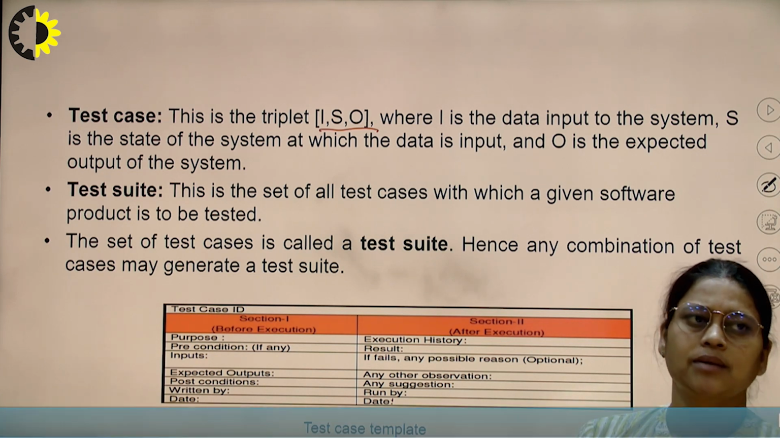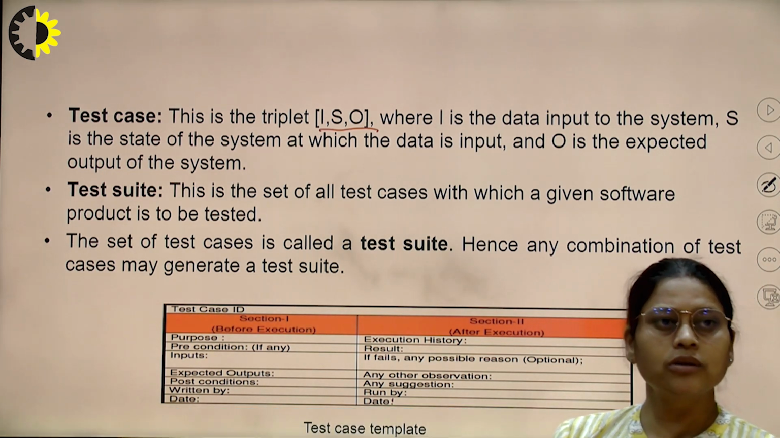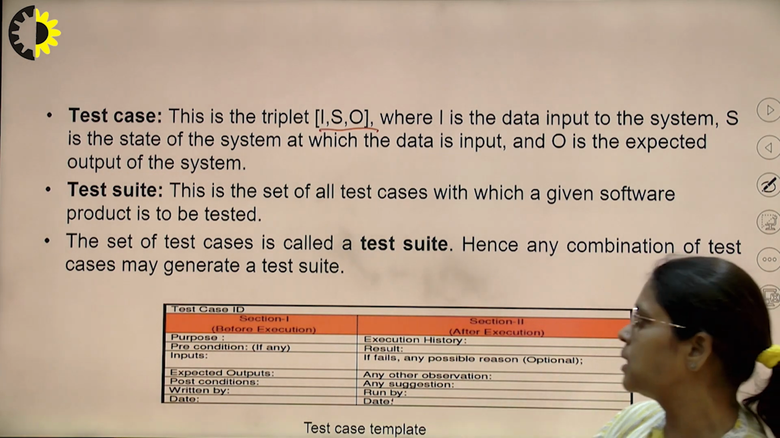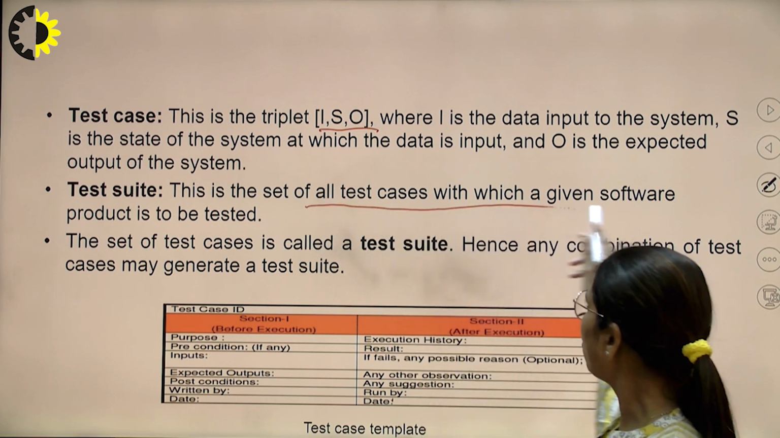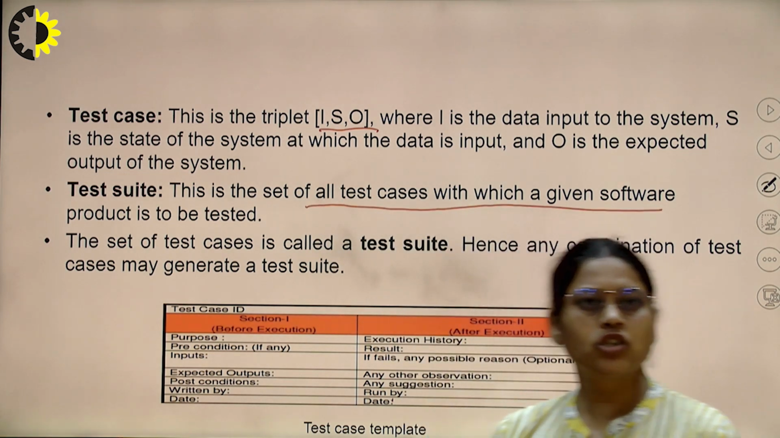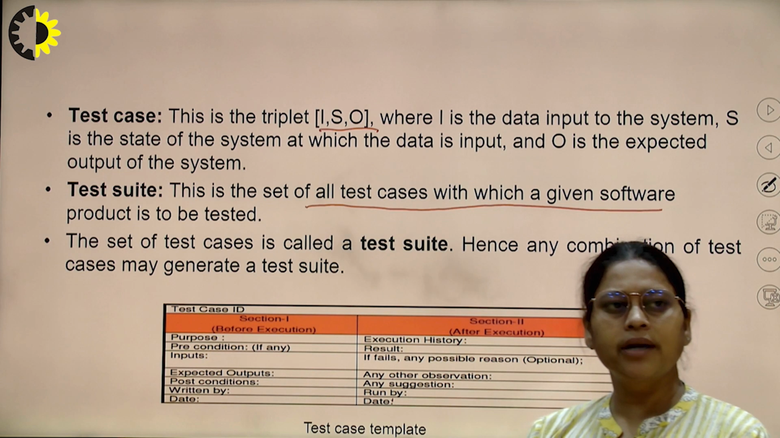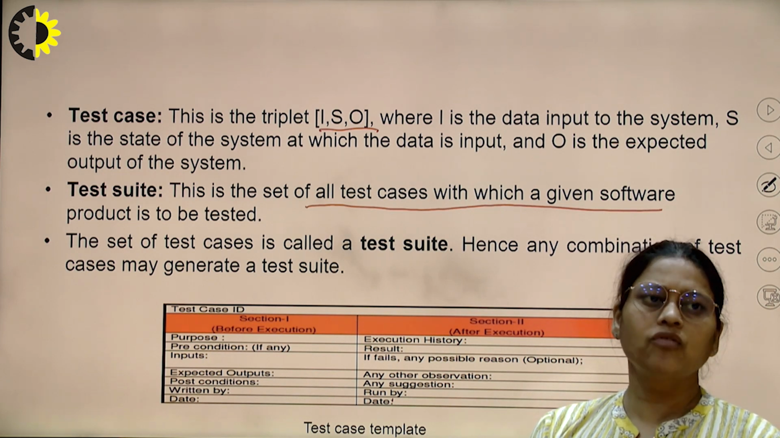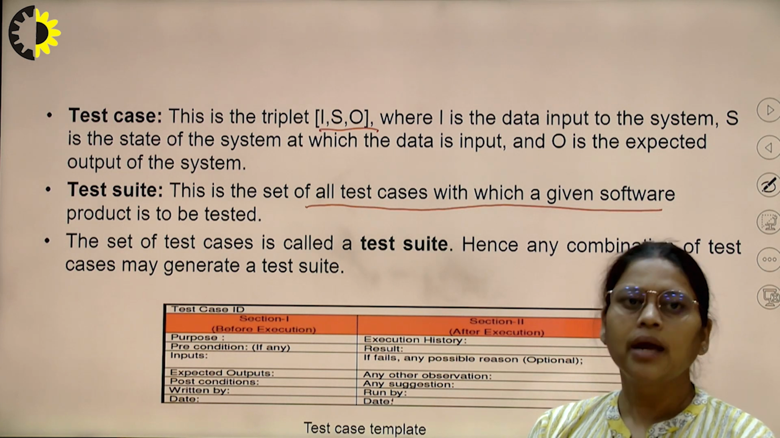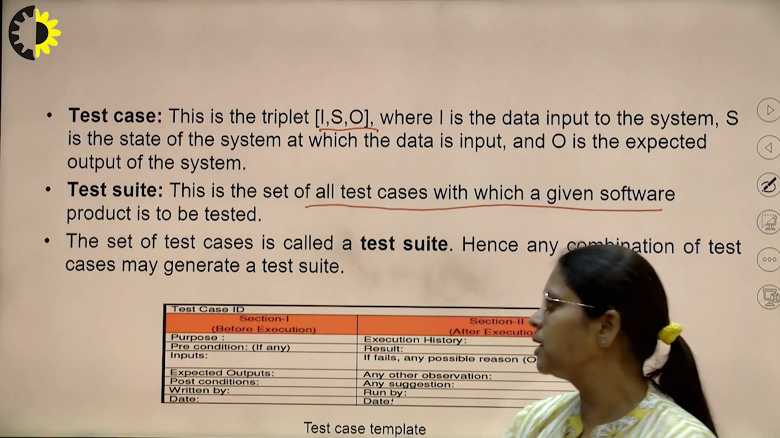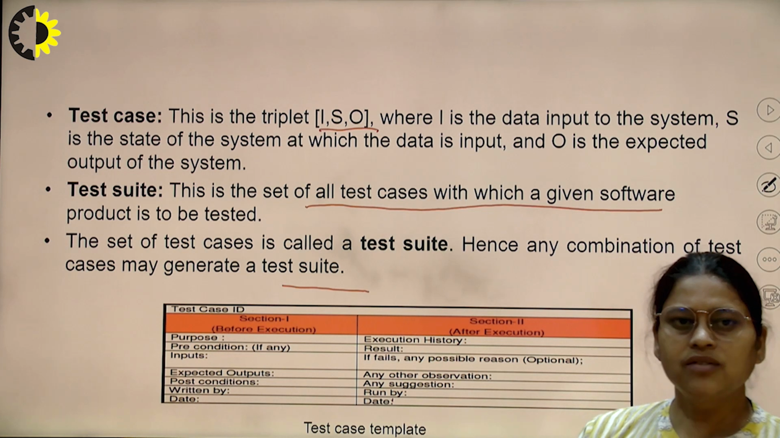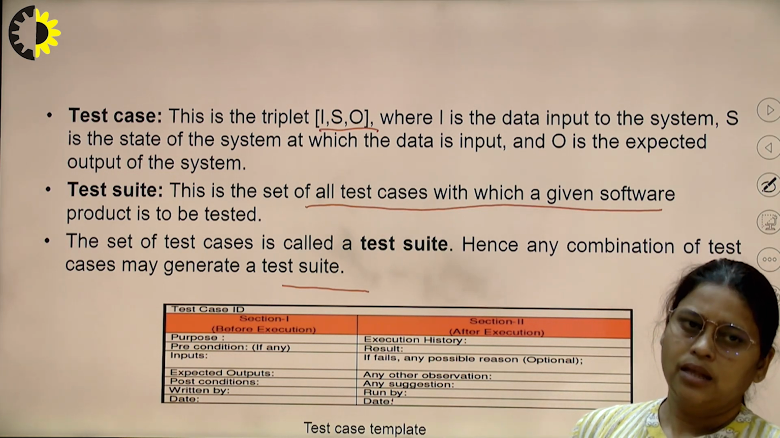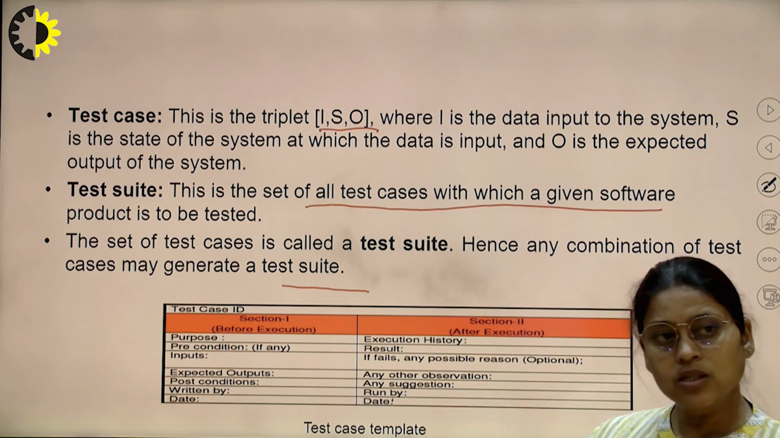Now what are test suites? Test suites are basically a collection of test cases. This is the set of all the test cases with which a given software product is to be tested. A set of these test cases is called a test suite. Hence any combination of test cases may generate a test suite. Means we can say if we have a collection of test cases, then we call it a test suite.